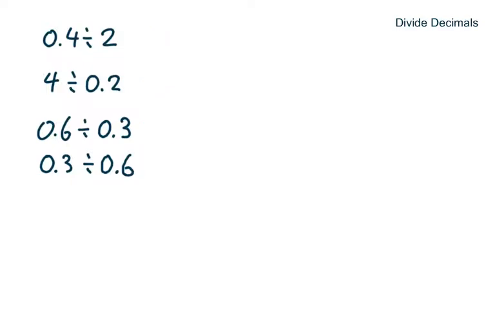So the first example is 0.4 divided by 2. So with long division, I'm going to first write 0.4 inside and 2 outside. Since there are 0, 2 goes into 0, I'm going to write 0 on top of the ones place. And then I copy down the decimal point. Now, 4 tenths divided by 2 is 2 tenths. So I'm going to write 2 on top of 4.